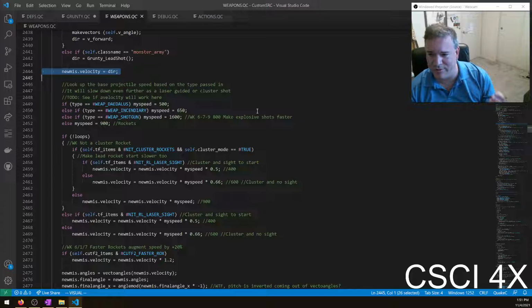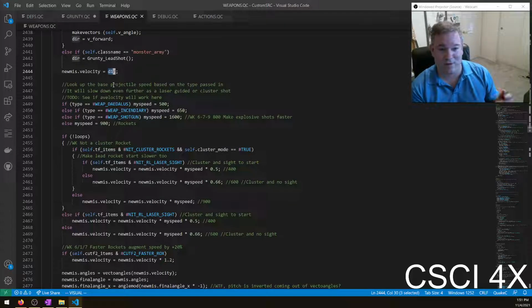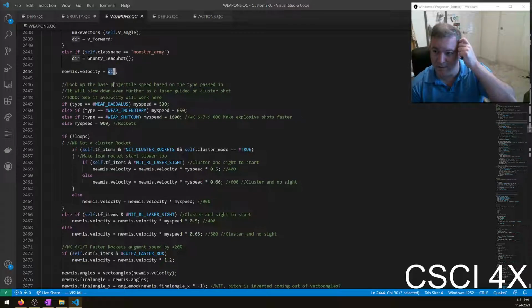I don't actually know what the units are, but it's like 1 centimeter per second. So it's very, very slow by default. And so what happens is we take that, but it's pointing the right direction. That's why we start with it. So whatever direction we're looking in, that's the direction it's moving with a magnitude of 1. The rocket would come out traveling at a speed of 1 centimeter per second.